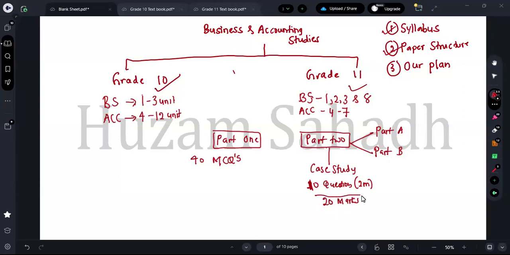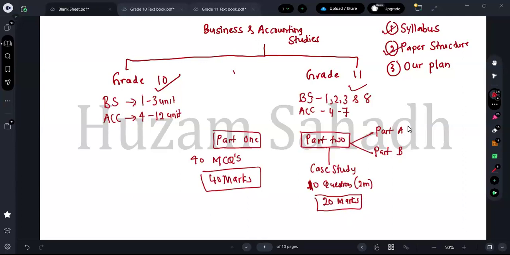So this consists of how many marks, guys? 20 marks. And also these 40 MCQs, one MCQ consists of 1 mark. Therefore, how many marks here can we get? We can get 40 marks. So here 40 marks, here 20 marks, 60 marks is fine.